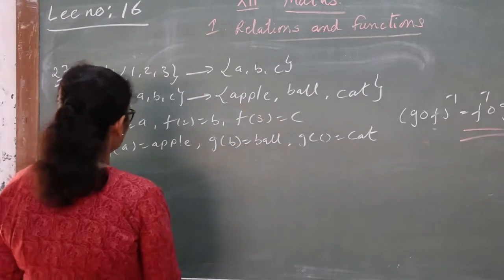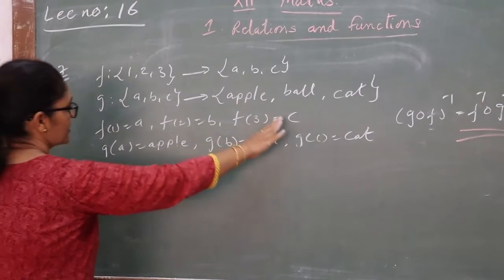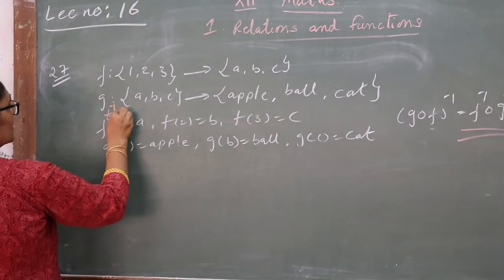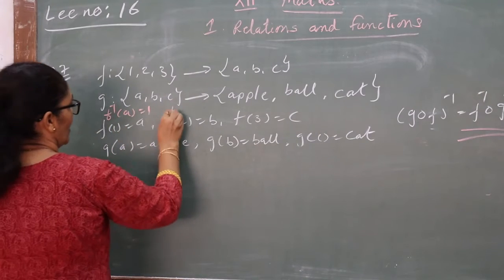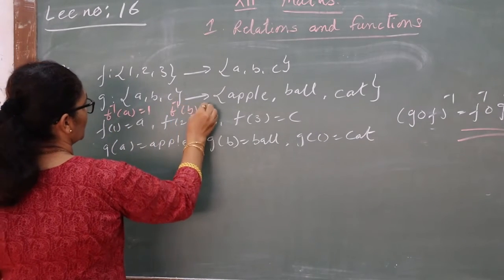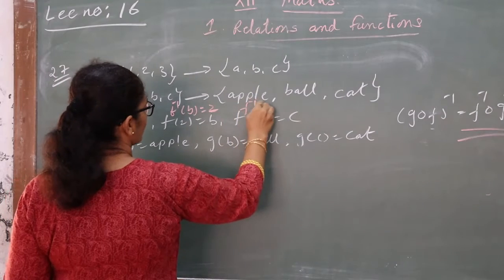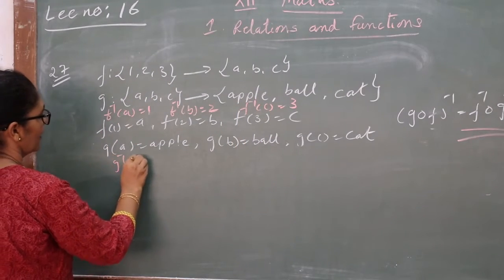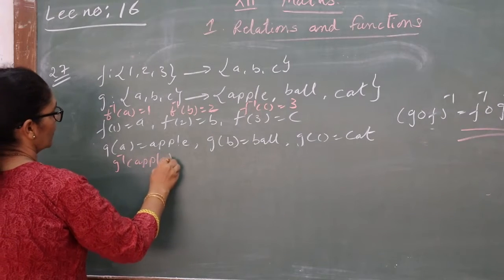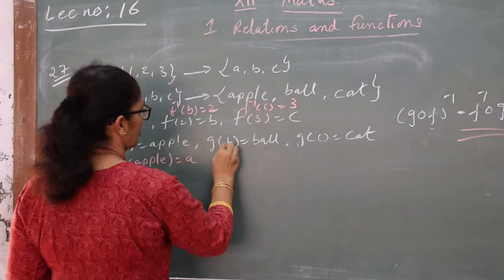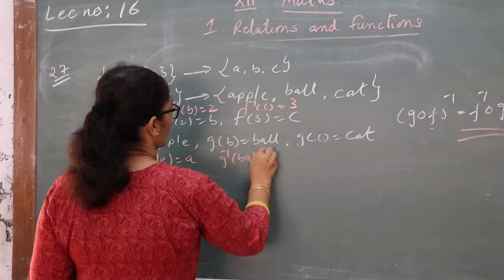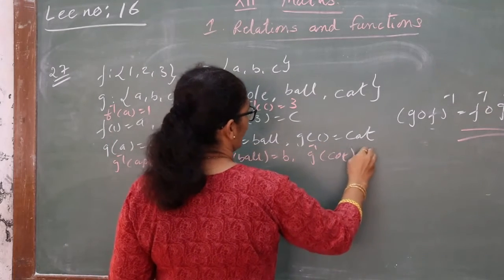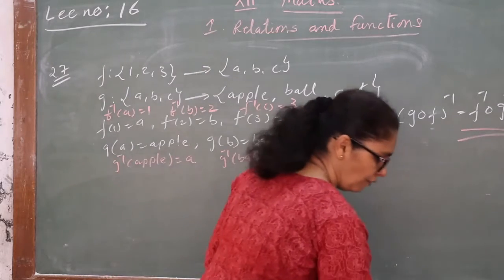So let's write it again. We have all these terms, and with each term I write its inverse. F inverse A equal to 1, F inverse B equal to 2, and F inverse C equal to 3. Same way, G inverse apple equal to A, G inverse ball equal to B, and G inverse cat equal to C. Okay, we have all these things.